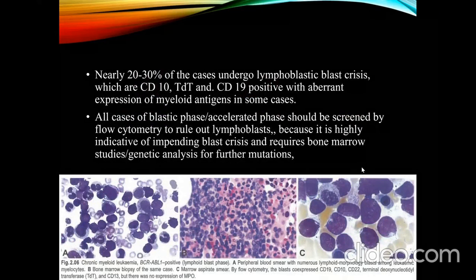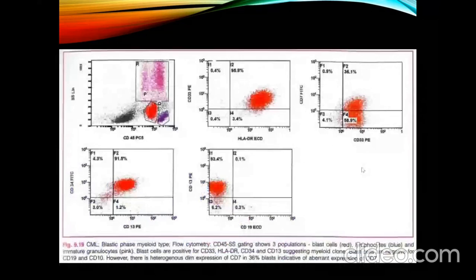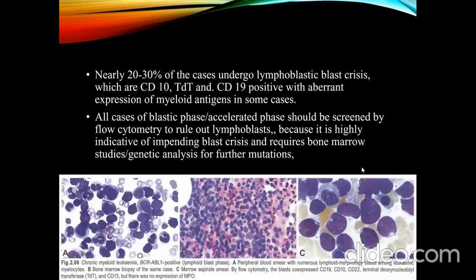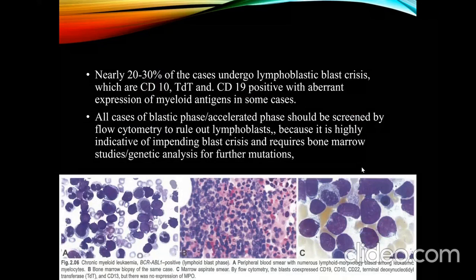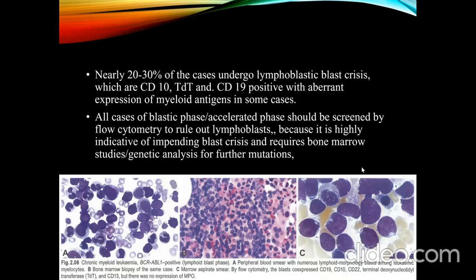Now, another thing we need to discuss is that nearly 20 to 30% of the cases undergo lymphoblastic blast crisis, which are CD10, TDT, and CD19 positive, with aberrant expression of myeloid antigens. So as we saw in the previous flow cytometry, this was CD19 negative. But for lymphoid blasts, there will be CD10 and CD19 positive with some showing aberrant expression of myeloid antigens. All cases of blastic phase or accelerated phase should be screened by flow cytometry to rule out lymphoblasts because it is highly indicative of impending blast crisis.